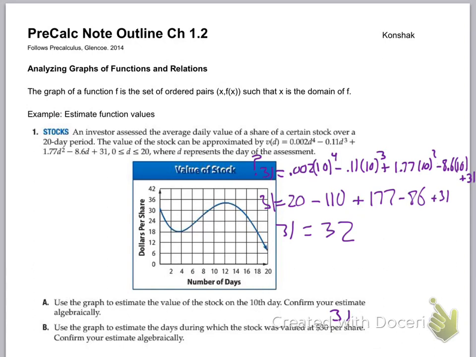Not too bad, right? The next part wants us to use the graph to estimate the days during which the stock was valued at $30 per share, and then confirm that algebraically. So what does it mean that the stock has a $30 value?